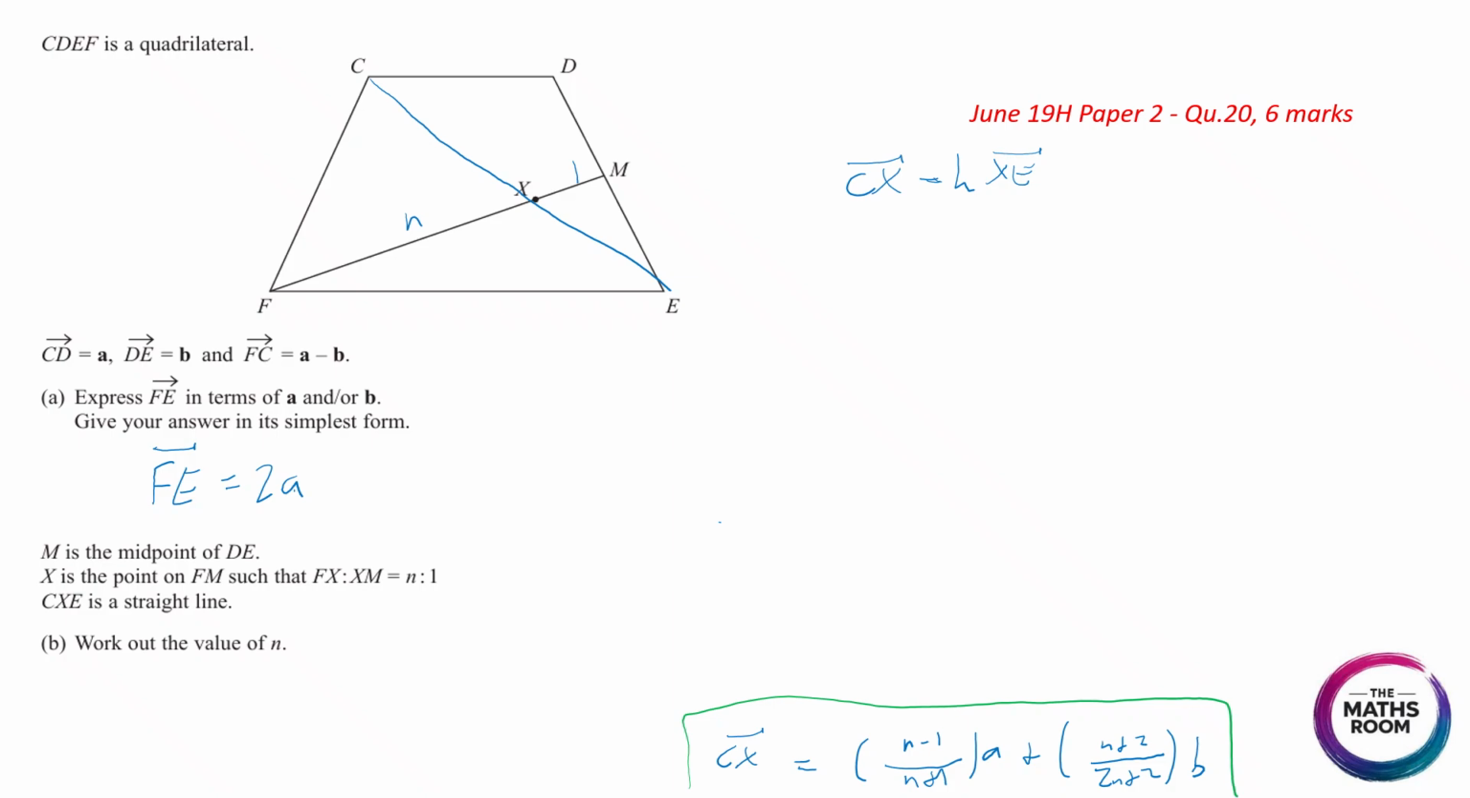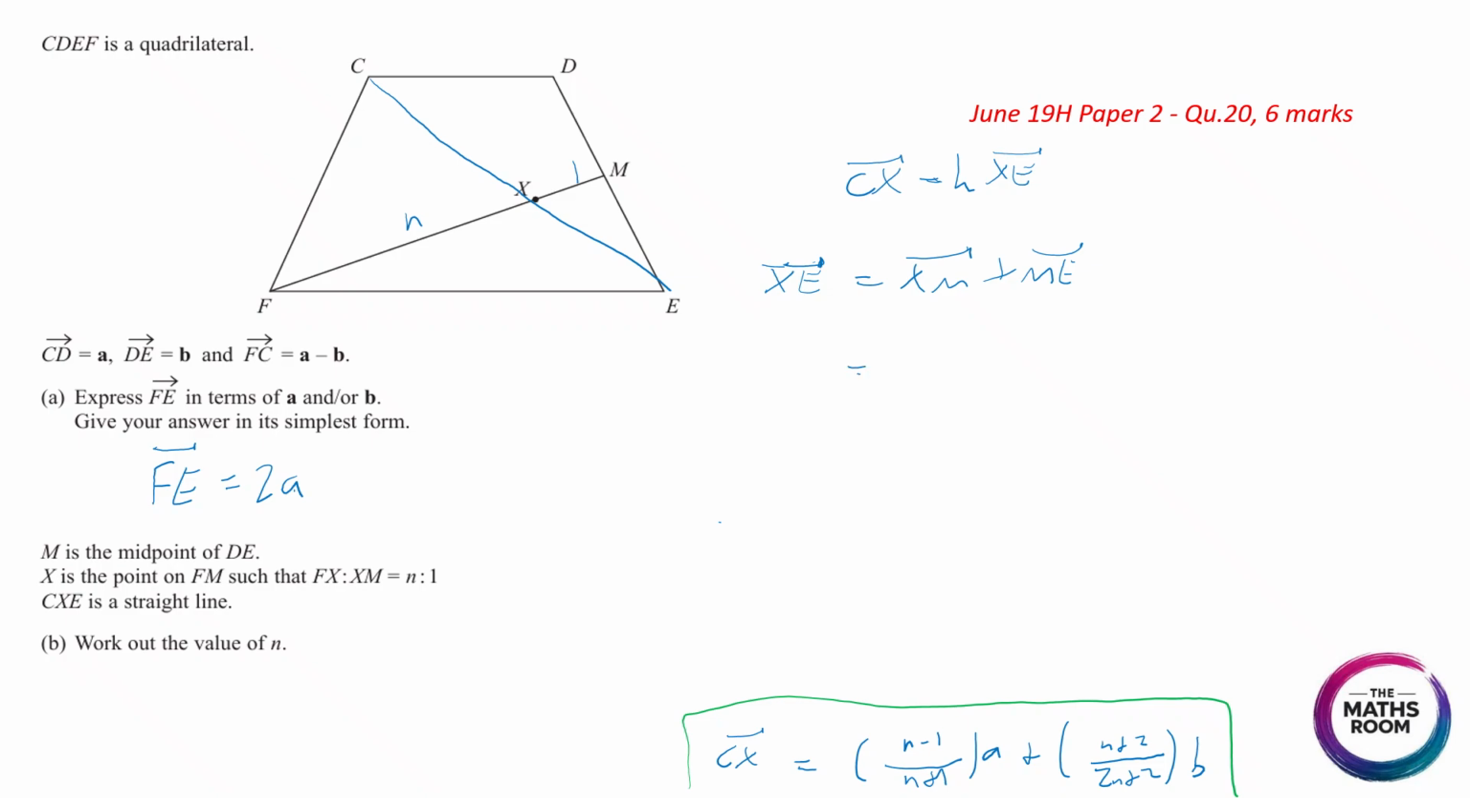Okay, so now we're going to work out the vector x to e. To work out x to e, I think we should probably just go x to m plus m to e. Yeah, which is just a half b anyway. M to e is a half b, straightforward.